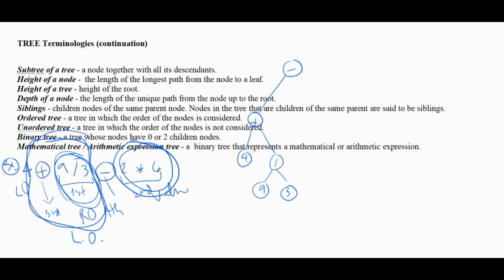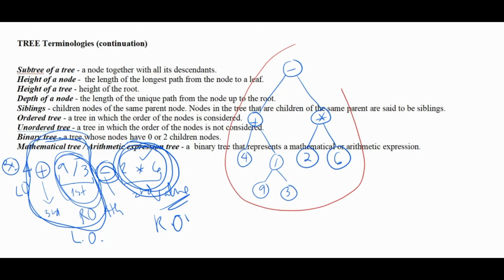Okay, this has value already because multiplication is performed first. So this value 2 times 6 is the right operand of minus. So it would be this one times, and that is 2, and this is 6. Okay, so the resulting mathematical tree or arithmetic expression tree that represents the mathematical expression which is given here is this tree.